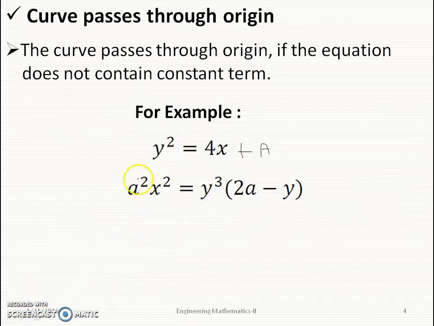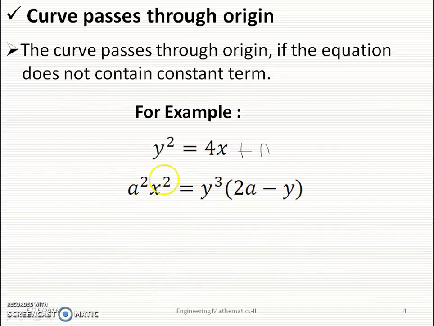And the second example here, a square into x square is equal to y cube into 2a minus y. In this equation the constant term is absent, therefore this curve also passes through origin. In other words, we can say that put x is equal to 0 and y is equal to 0 in both sides of the given equation, and if both sides are balanced, so one side is 0 and the other side is also 0, we conclude that the given curve passes through origin.